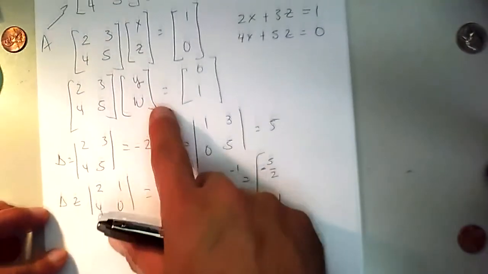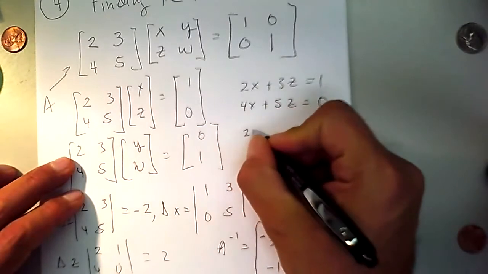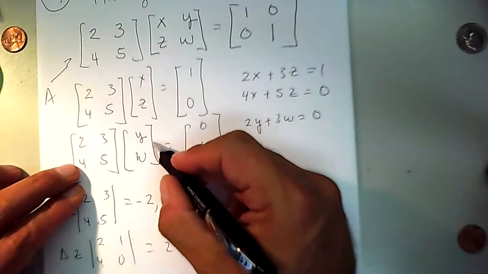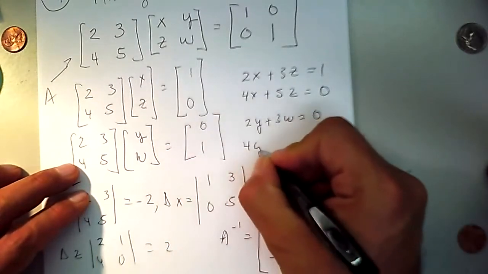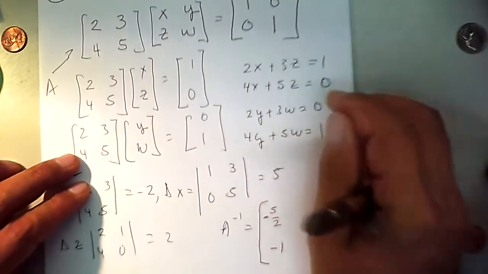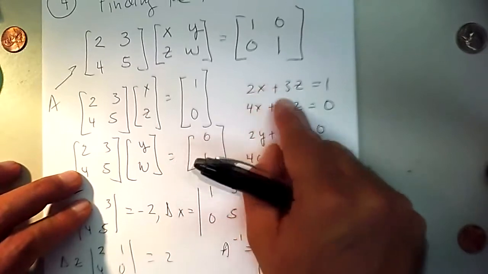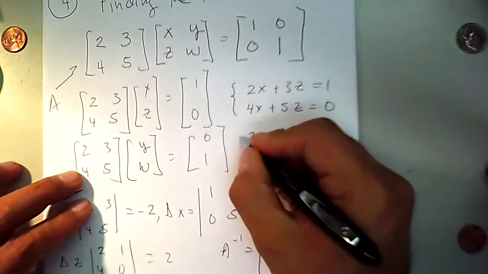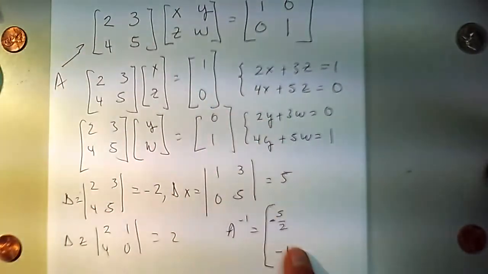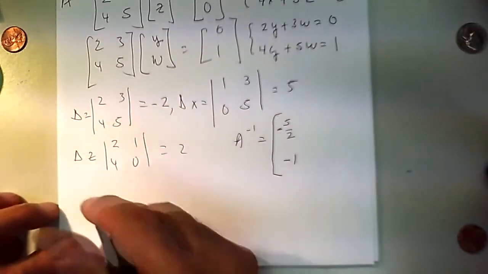Now, here we have 2y plus 3w equals 0, and 4y plus 5w equals 1. The determinant we're going to use is the same determinant as for that system of equations. So we have really two systems of equations with the same determinant. We don't have to compute the determinant twice, because we already got it. It is negative 2.